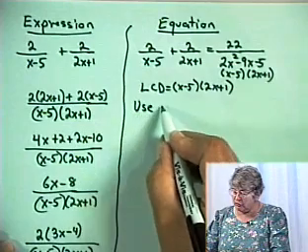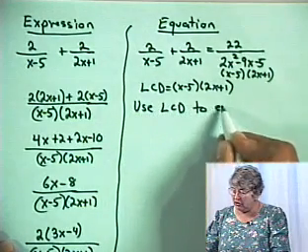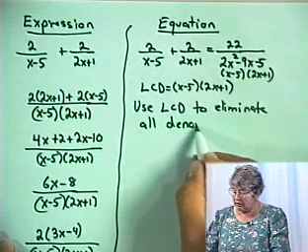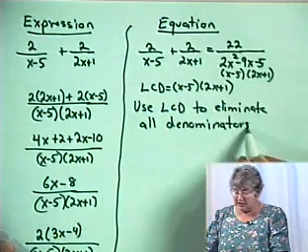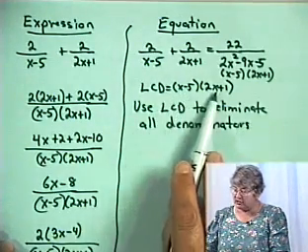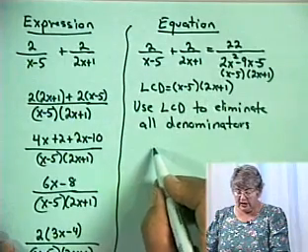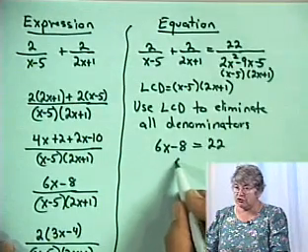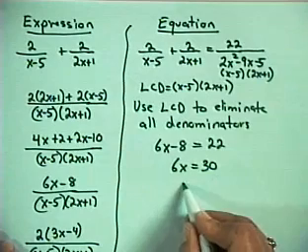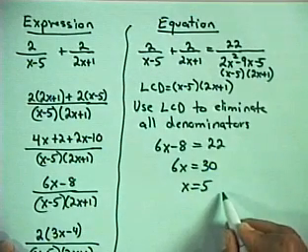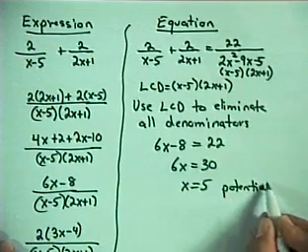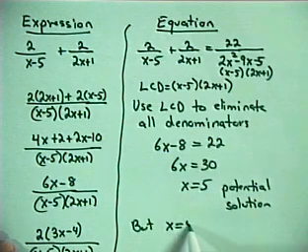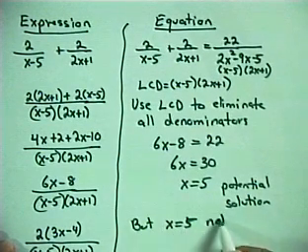With equations, we will use the LCD to eliminate all denominators. And when we multiply by the lowest common denominator, on the left-hand side we ended up with 6x minus 8. On the right-hand side we ended up with 22, which means that 6x equals 30 or x equals 5. And remember that this is a potential solution. The problem had no solution because x equals 5 was not in the domain of the problem.